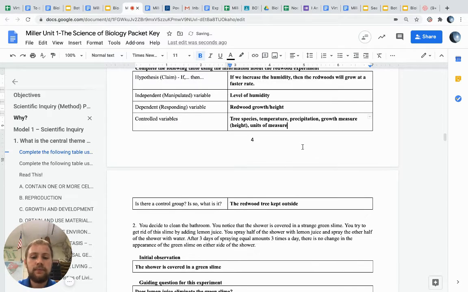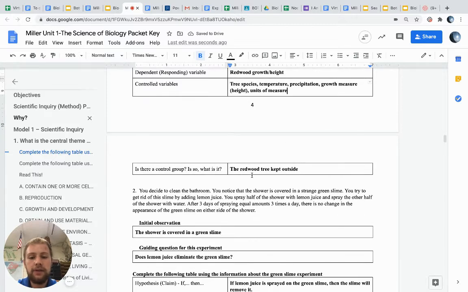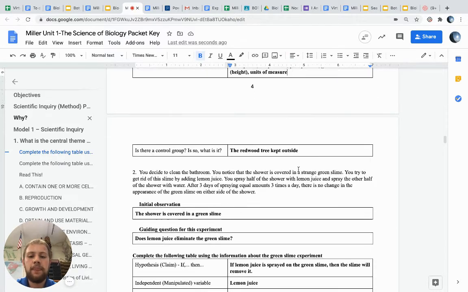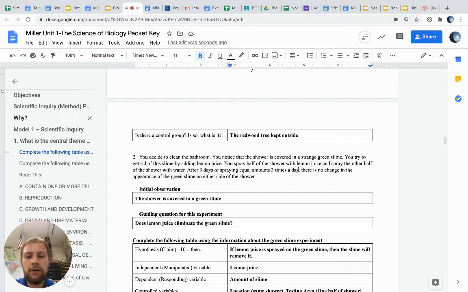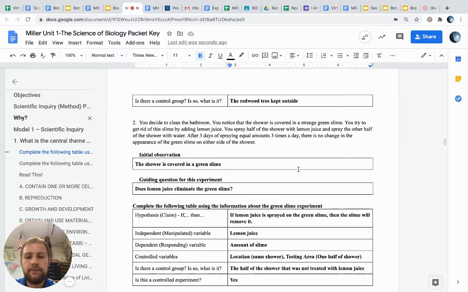Is there a control group for this experiment? So the control group is the group we are keeping the same as the natural environmental conditions. So yes, there is one, and it's the redwood tree kept outside in its normal habitat. All right, so that is what we would do for number 1 of our experimental design section.